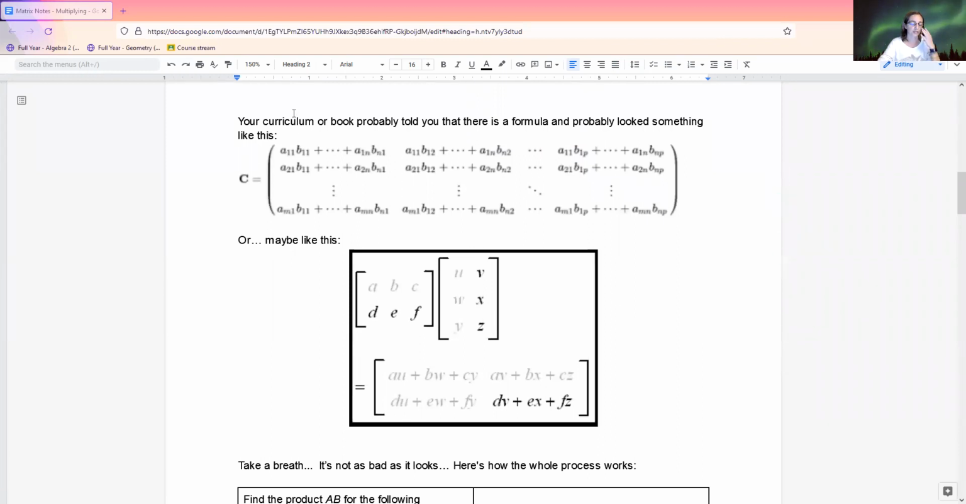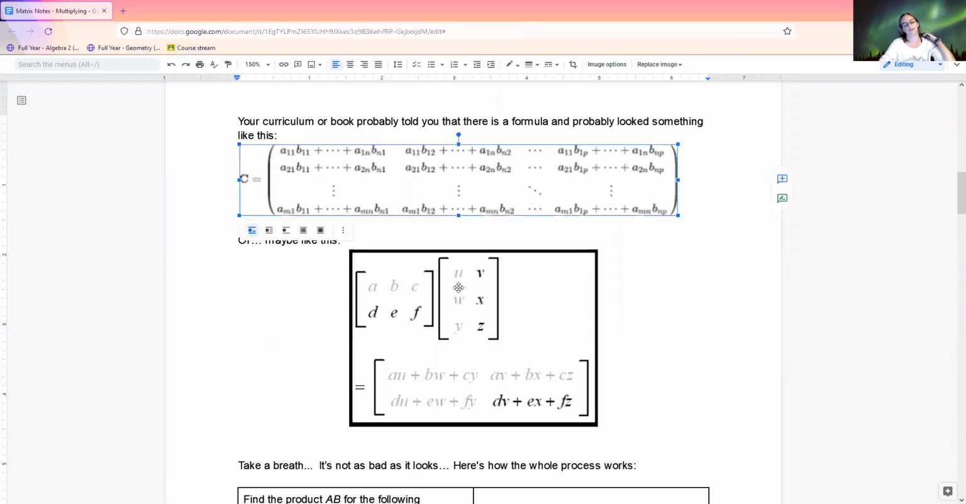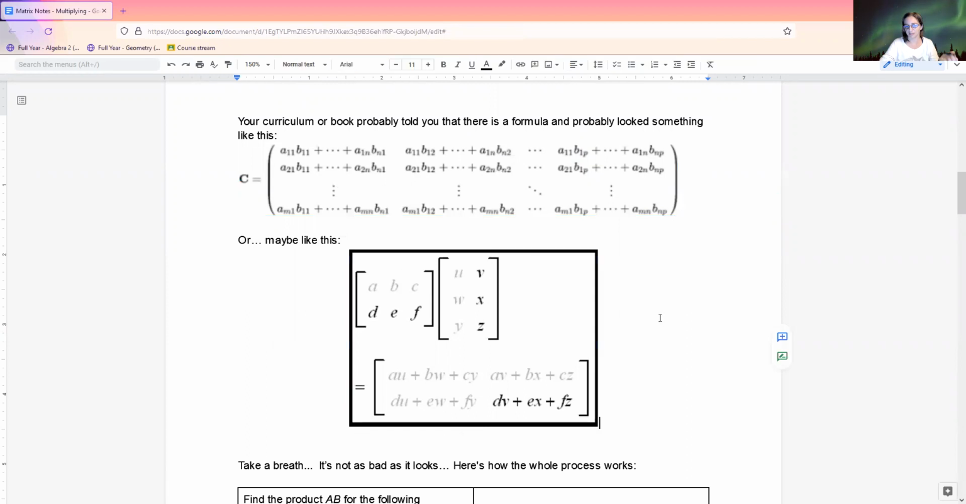Your book or your curriculum probably gave you this really super extra complicated looking formula that looks like this, or maybe even something like this with color. Mine doesn't have color. I don't know why mine doesn't have color. And this looks very, very complicated.